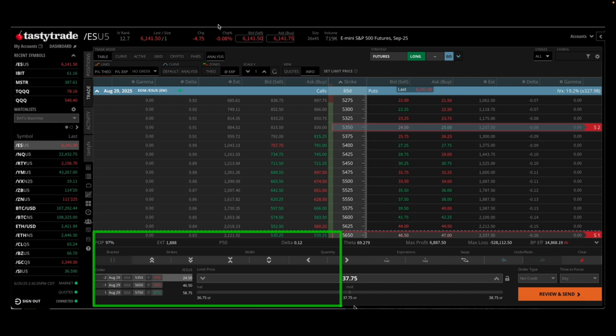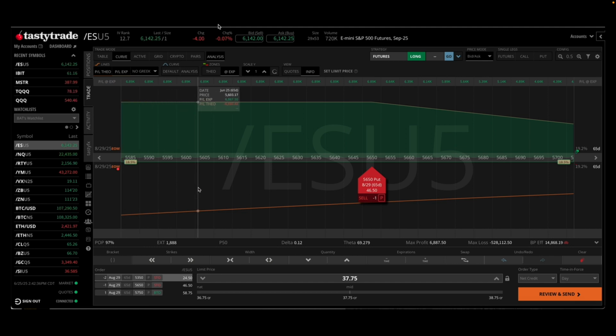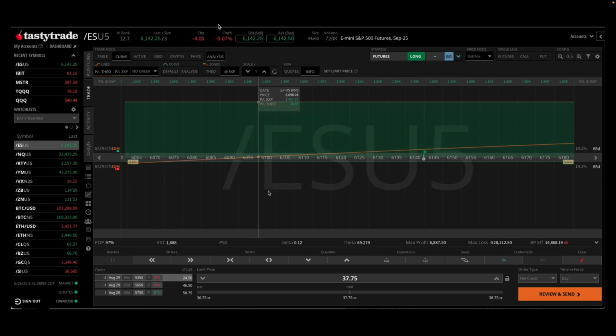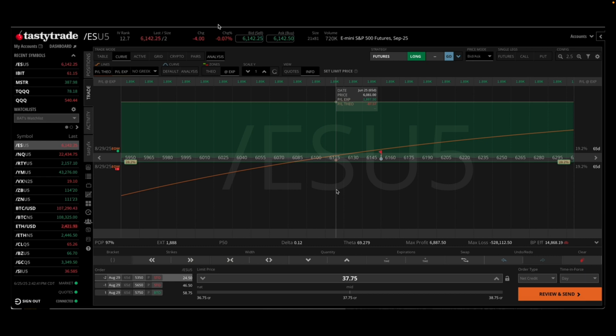This is what the structure would look like for a one lot. We have a 97% probability of profit. We're bringing in a credit of $1,888. The delta is 0.12. Theta is positive 69. And the max profit on this trade is $6,887.50. And if we put this on, we would see a debit in our buying power of 14,868.